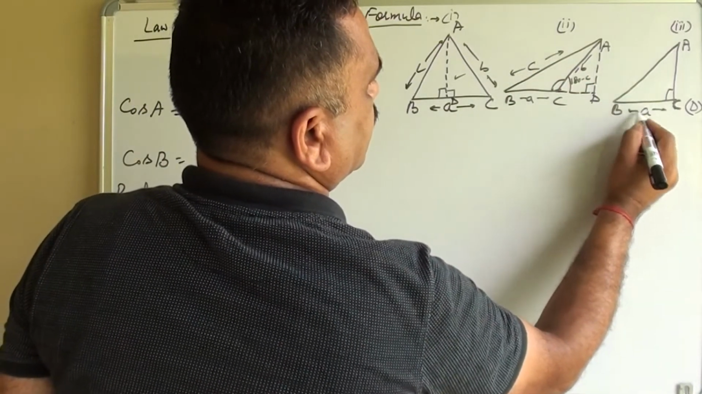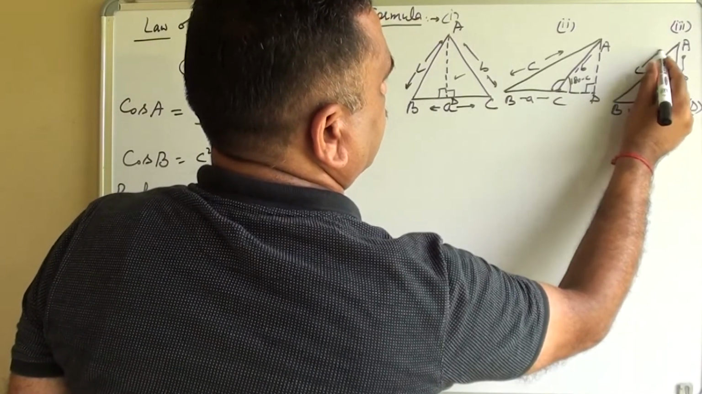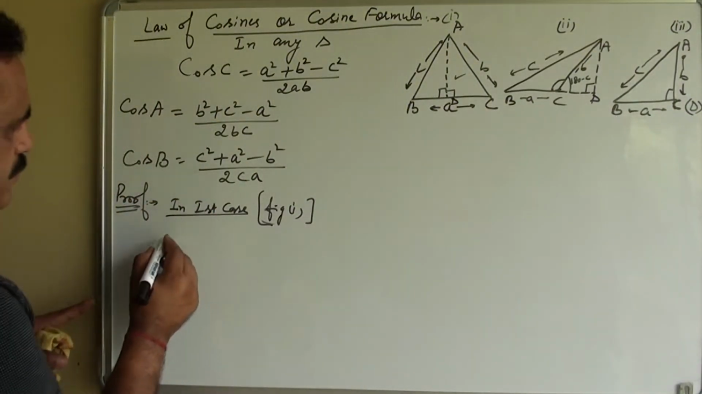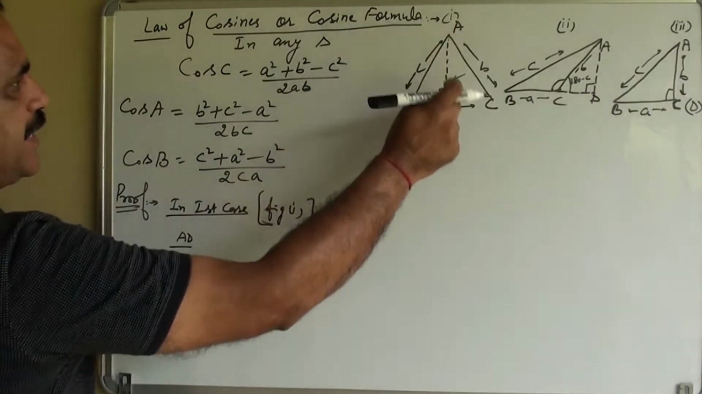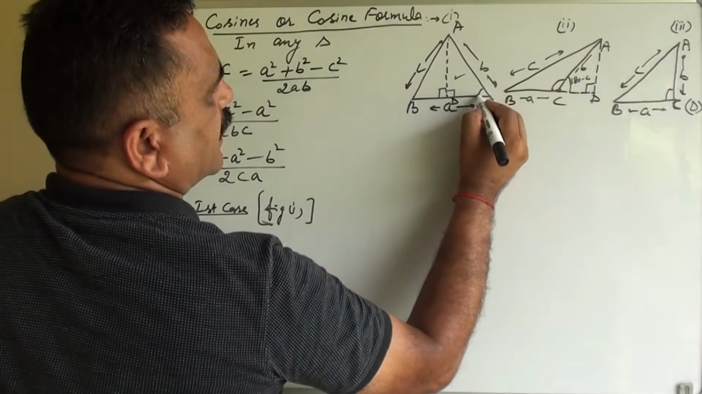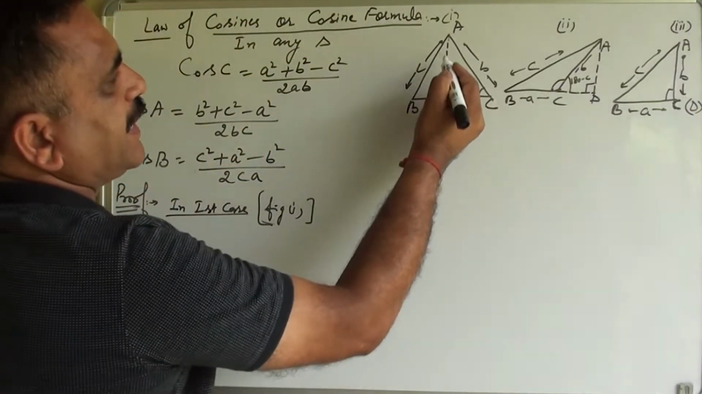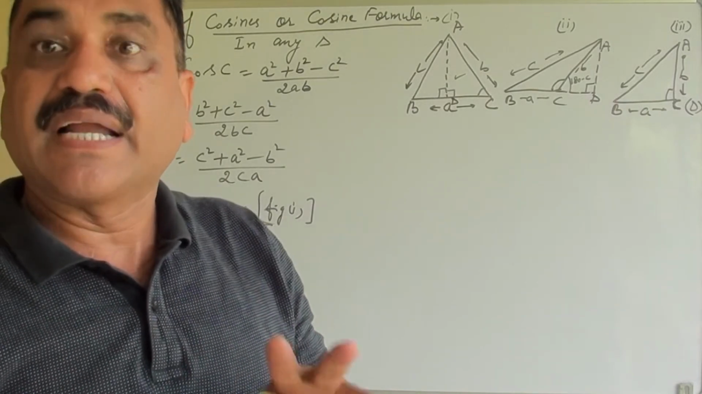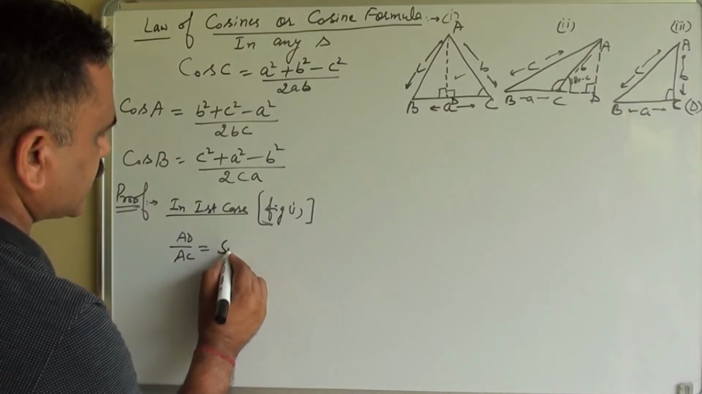Again it is A, it is B, and this side is C. Right? Now, AD upon AC. What is AD upon AC? See, this angle is C angle, and this triangle is right angle triangle. So, what will be AD upon AC? Perpendicular upon hypotenuse. So, क्या होता है ये? Sine of C.